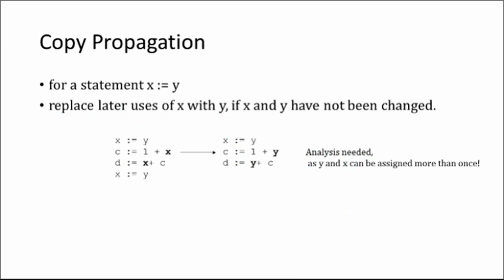Copy propagation. If you write the statement x is equal to y, that means the value of y is copied to x and then we use the value of x. So is it possible that we can use the value of y directly? Like this: if we have x is equal to y, c is equal to 1 plus x, d is equal to x plus c, and again we write x is equal to y. Is it possible that we can remove or rewrite the statement, so instead of copying, the value of x is directly replaced by y? So here we identified that we are removing the copy.